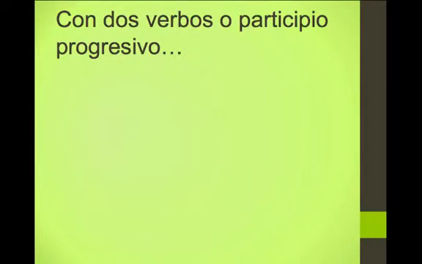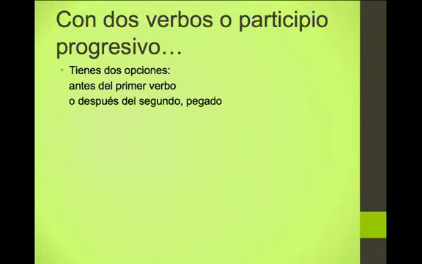What happens when we have dos verbos, or the progressive is used, like the participio progresivo with ando or yendo? So much like with the pronombres de complemento directo that we just went over, we have two options. You can put the indirect object pronoun before the first verb, antes del primer verbo, or you can put it after the second verb, pegado, attached to the second. And if it's progressive, we have to add an accent, añade un acento.